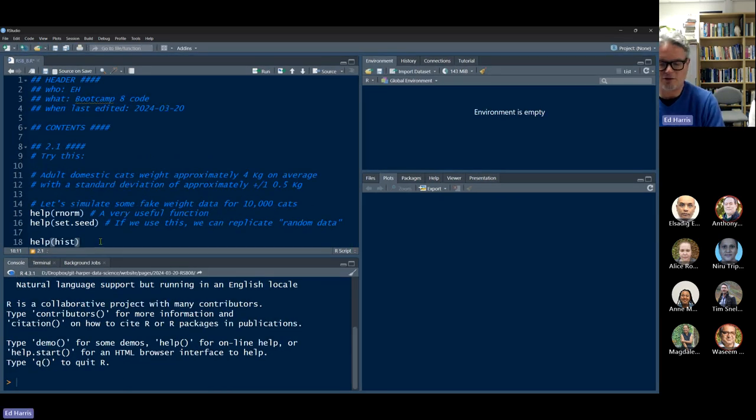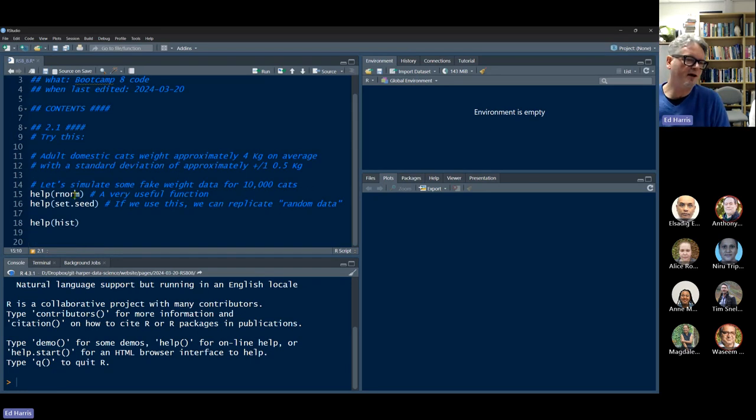One of the things I want to introduce to you is the idea of simulating data. This is a very powerful technique when you have your own data to look at. If you have some data that you suspect are normal, you could simulate similar data from an actual normal distribution using a function like the rnorm function.